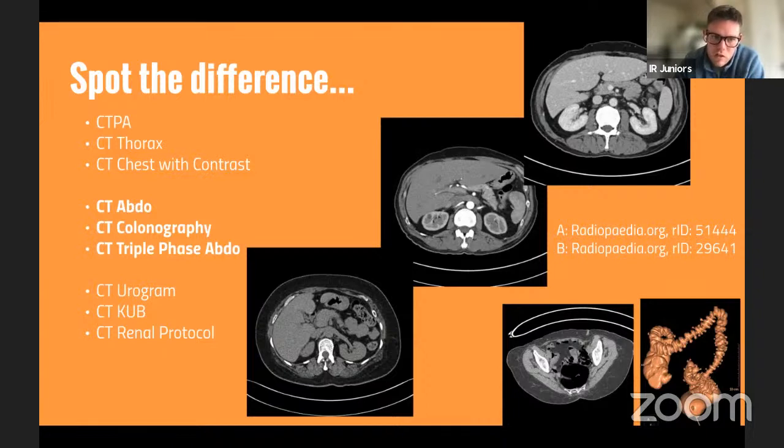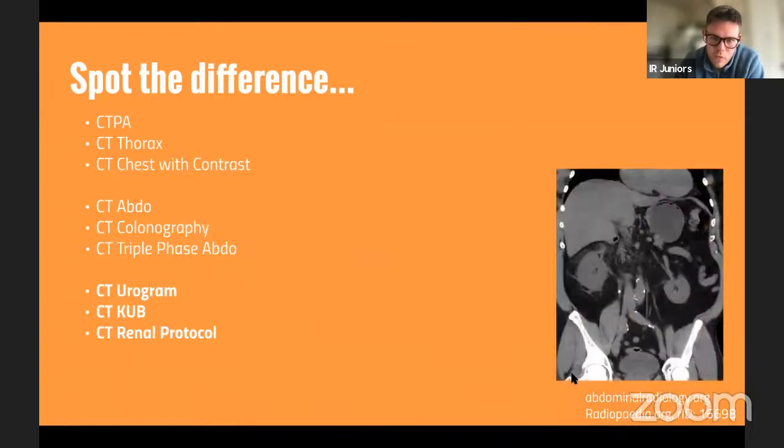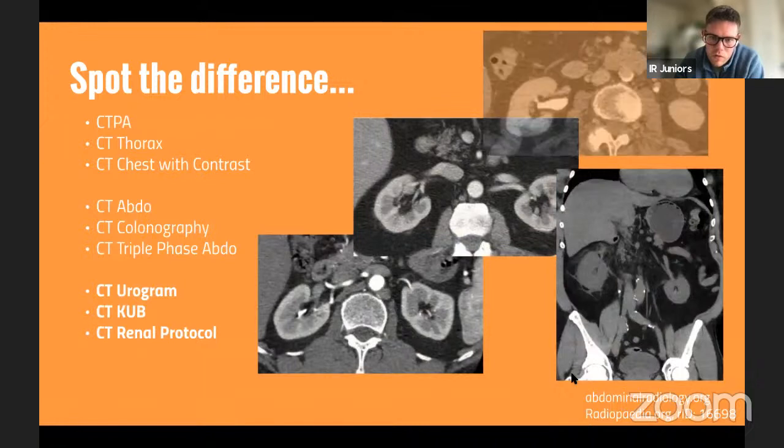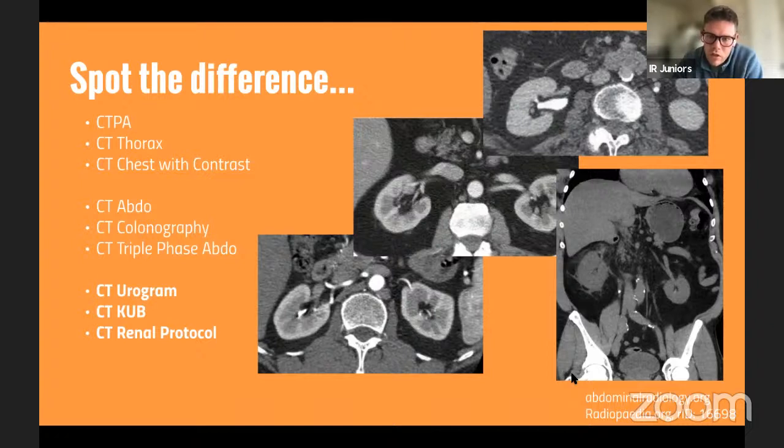And finally, on the CT scan side of things, CT urogram, CT KUB, and a CT renal protocol. Again, have a quick look at these and see if there's anything that really stands out about the scans that would make you think about how they've been taken, maybe some delay after the contrast was given, which I guess is maybe a giveaway here. Again, pause if you want. So, CT urogram.